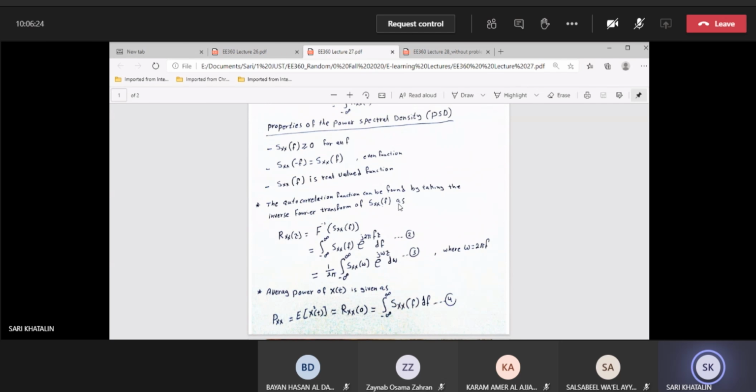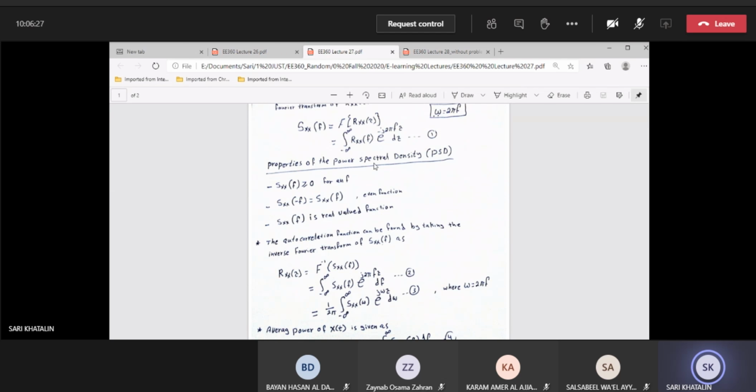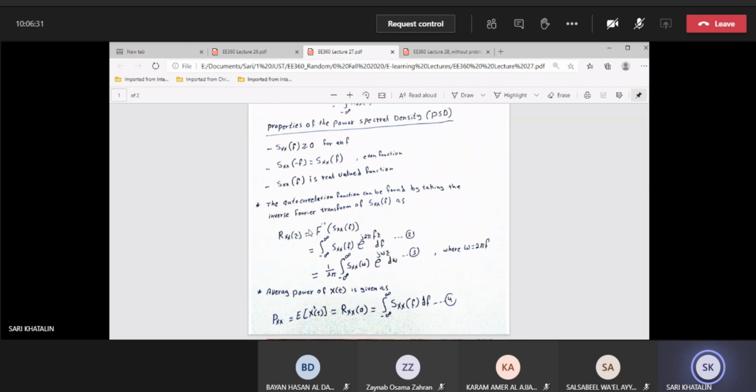Now, if you already have the power spectral density, PSD, and you are interested in finding the autocorrelation, all you have to do is find the inverse Fourier transform, as shown here in equation 2 and equation 3.